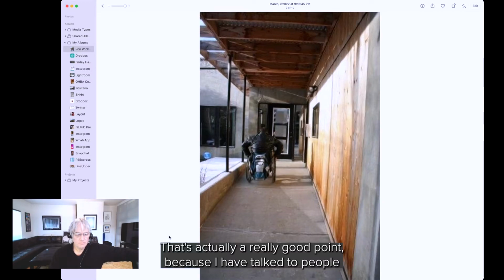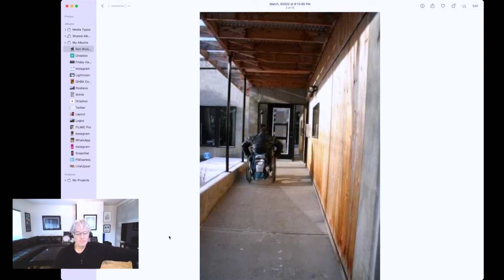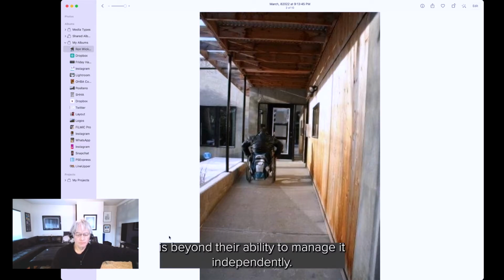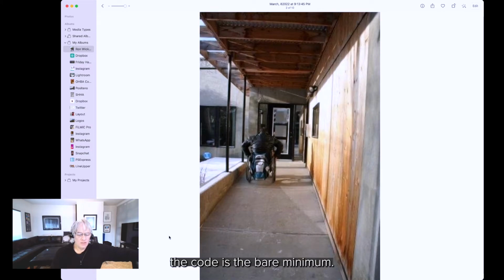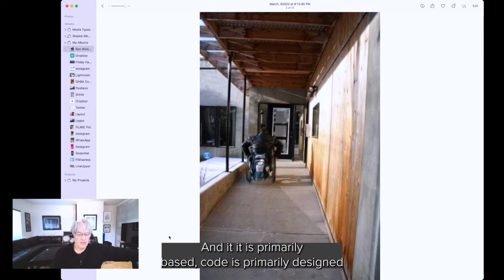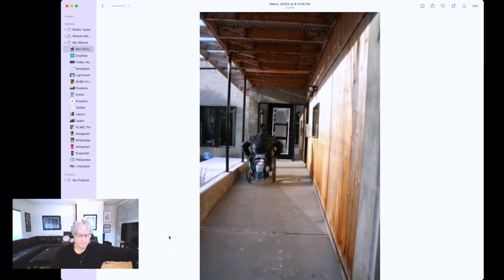That's actually a really good point, because I have talked to people who use wheelchairs who are unable to navigate the slopes that are determined by code. Yes, so even code is beyond their ability to manage independently. And just for information for the listeners, the code is the bare minimum, and it is primarily designed for those people who use manual wheelchairs, and I'm going to say somebody like Rick Hansen.